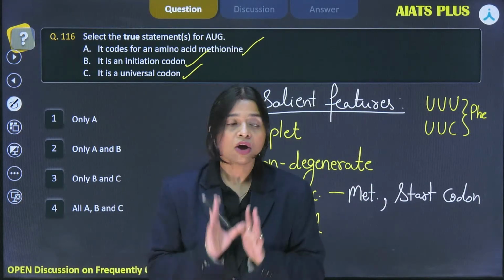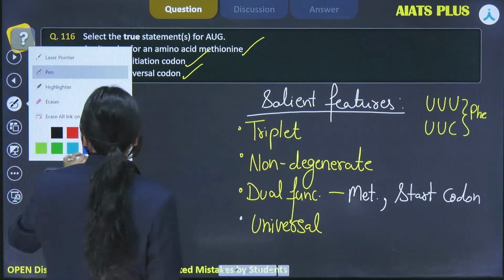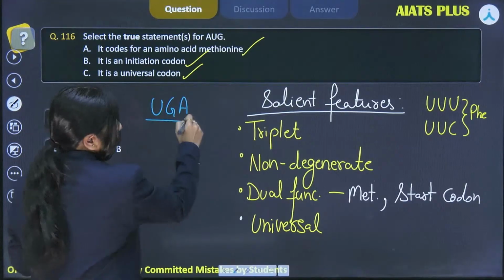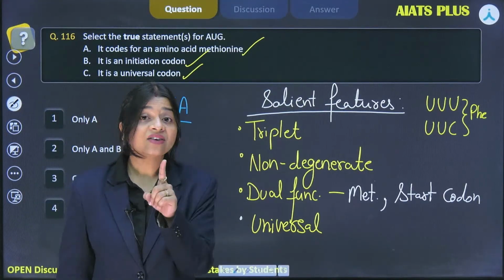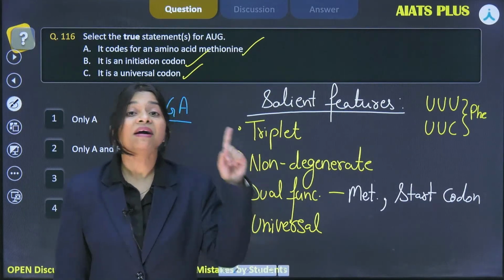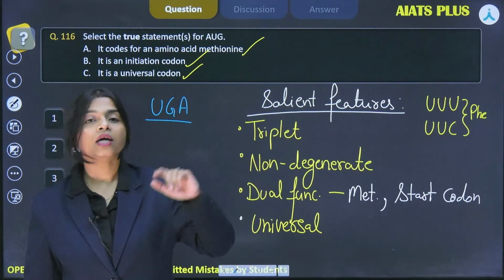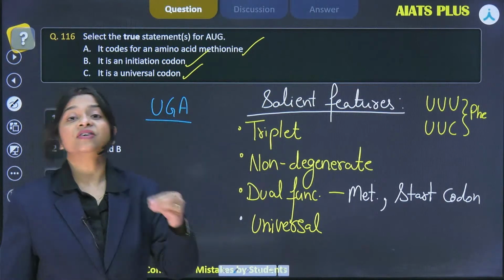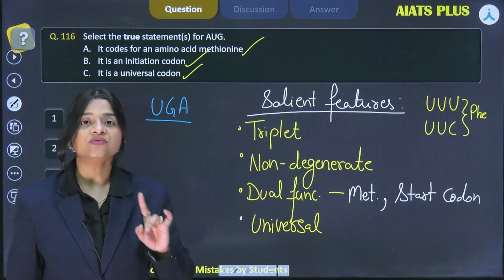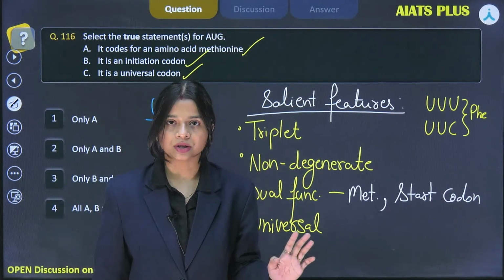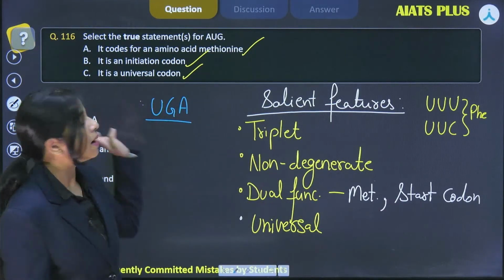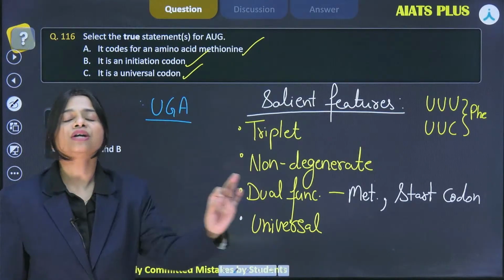That means one particular codon codes for the same amino acid in all the organisms, but there are certain exceptions. For example, if we take UGA, otherwise it is a stop codon, but in case of mitochondria it codes for tryptophan. Okay, so there the universality will not stand. That is why we call it nearly universal, because there are such exceptions. But if we talk about AUG, it is absolutely universal.